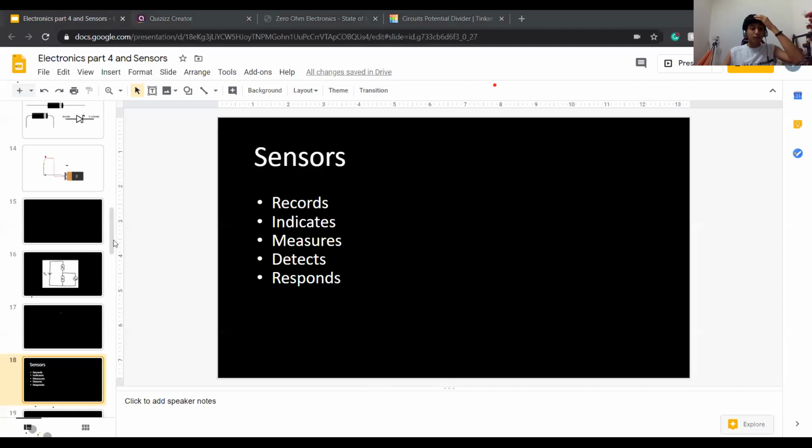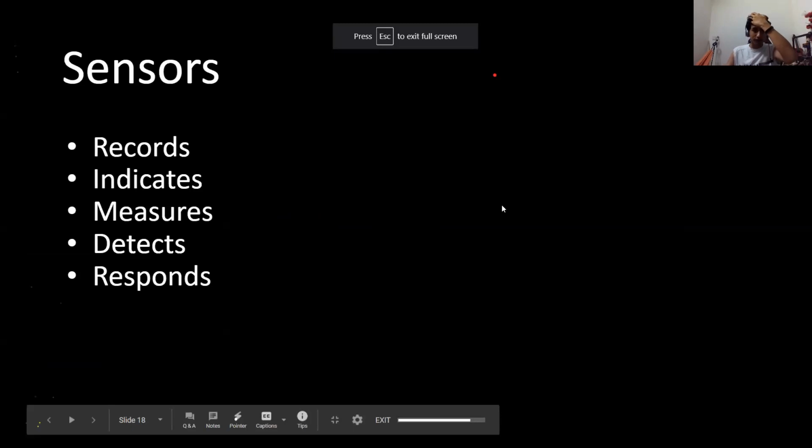Right. So now we're going to talk about sensors, and I am going to come back to this circuit after some time. I knew he would say that. No, it's because I've been talking continuously for the past hour.